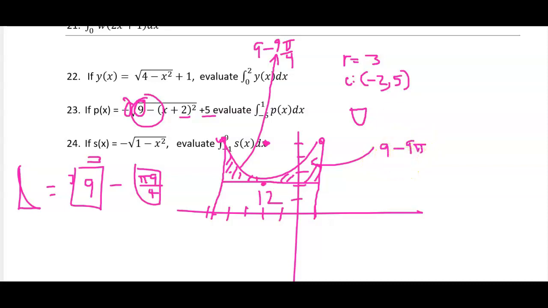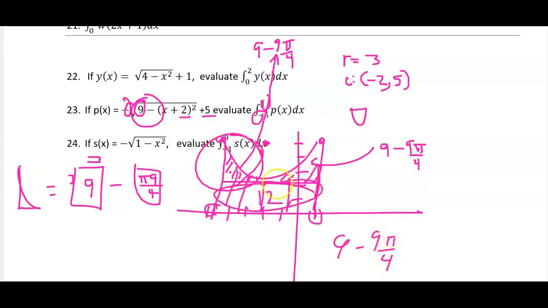Oops, don't like how I wrote that. There we go. Now they want us to calculate the area of this thing from -5 up to 1. So that's from here all the way up to here. So they want the whole thing. So all these pieces added together. So my first ramp is 9 minus 9 pi over 4. The rectangle on the bottom is 12. And the other ramp is also 9 minus 9 pi over 4.